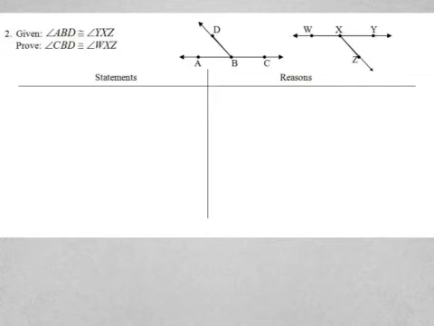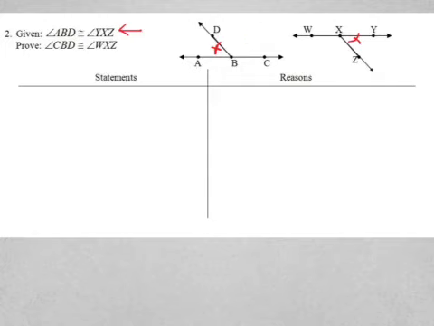Alright, so here's a second proof. We're given that angle ABD is congruent to angle YXC. So I can go ahead and mark that on the picture since I know that it's true. So let's see. And angle YXZ is over here. Alright, so I know that those two angles are congruent. We're looking to prove that the angles on the other sides are congruent. Angle CBD is congruent to WXZ. Note, I can't mark them yet because I haven't proved it yet.